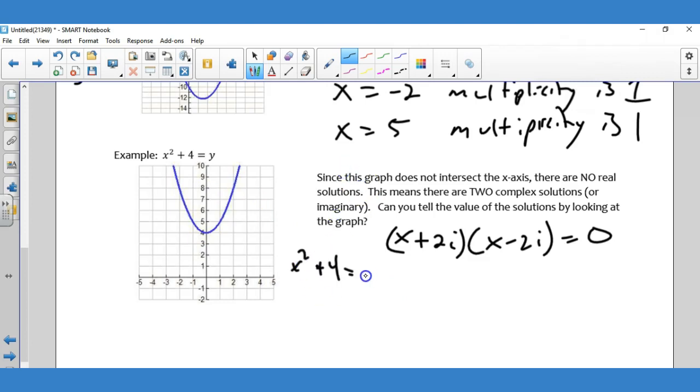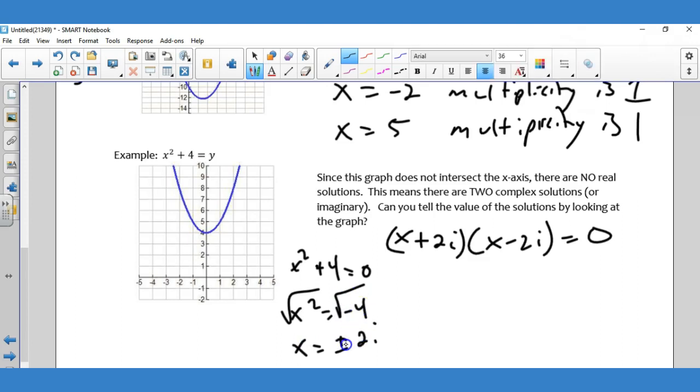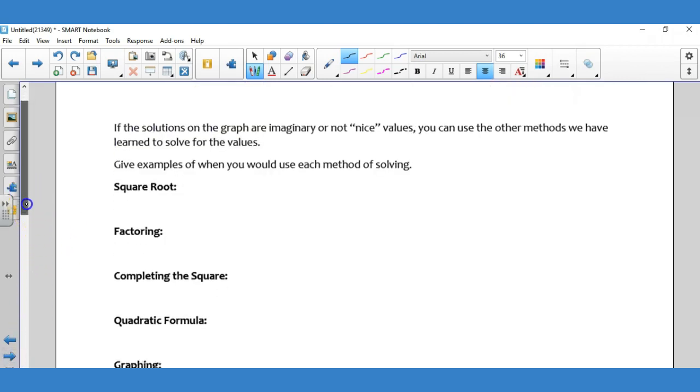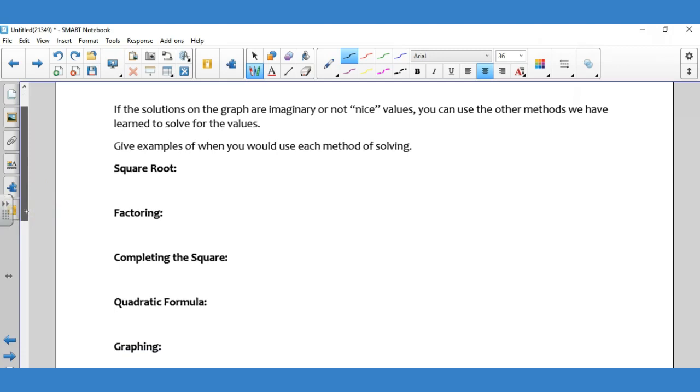Or you could solve it by a radical. Subtract 4, and then square root both sides, so you get x equals plus or minus 2i, because the square root of 4 is 2, and the square root of the negative is i. So you have two imaginary answers. The multiplicity would still be 1, because there's one positive 2i and one negative 2i.